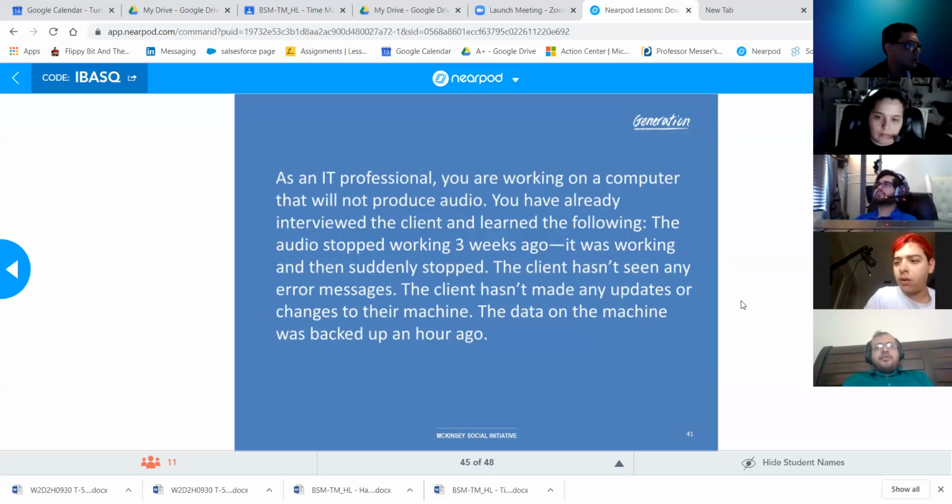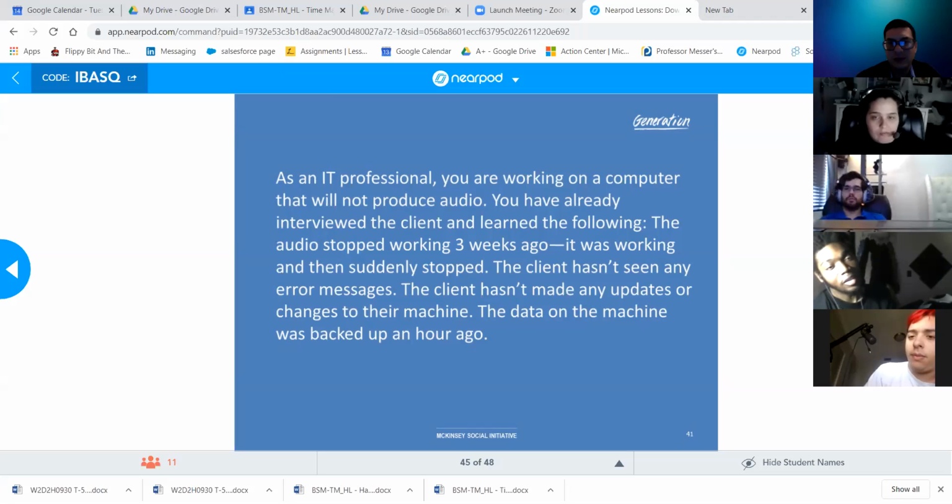Update the drivers, maybe. That will be a little bit more invasive. So we're going a little bit deeper. Okay. Any other things? Maybe check if it's on the right input or output. Maybe it was changed by accident. Good. I was gonna say, being that the client hasn't made any updates or changes, it could possibly be a hardware issue.